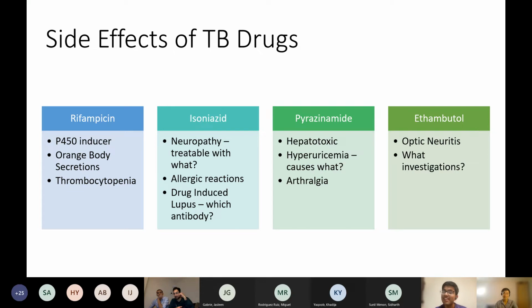What might a patient then go on to get if they've got a high level of uric acid in their blood? Gout, excellent. And then ethambutol has one specific issue again.